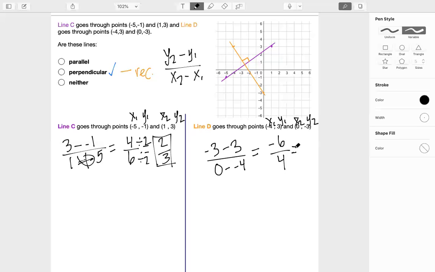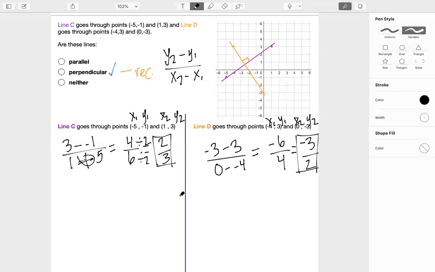Same thing, we want to go ahead and reduce this as much as we can. So let's reduce this fraction. Let's divide by 2. So -6 divided by 2, here we go, we get a -3. And on the bottom, 4 divided by 2, we get 2. So notice that 2/3 is the negative reciprocal of -3 over 2.